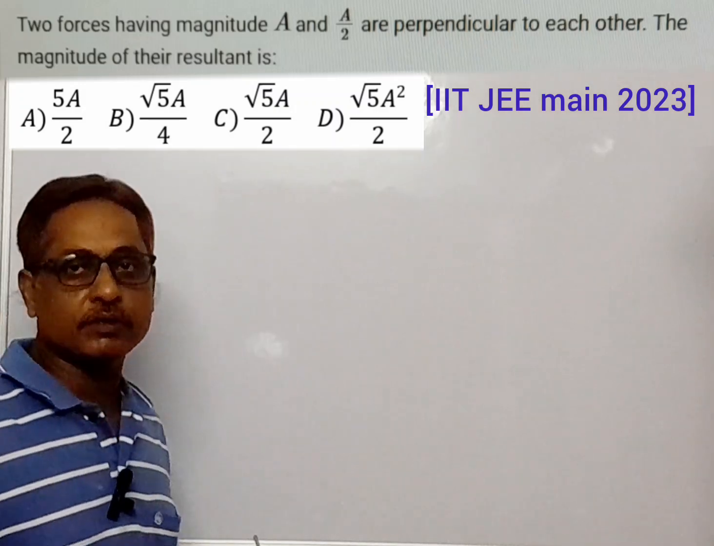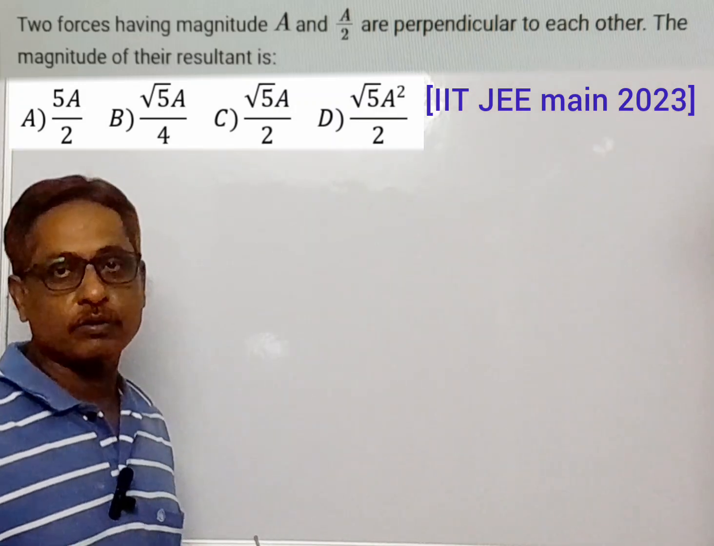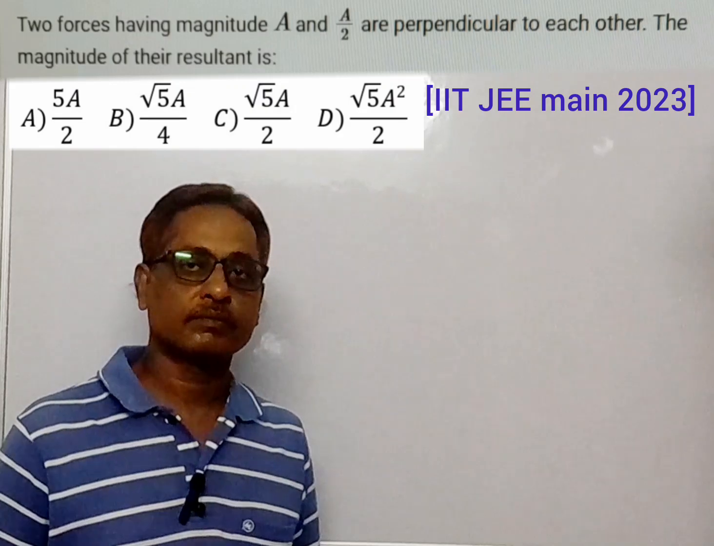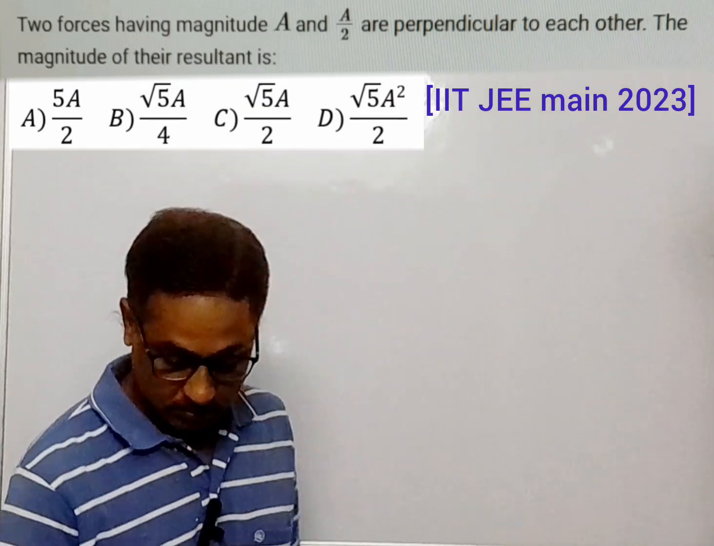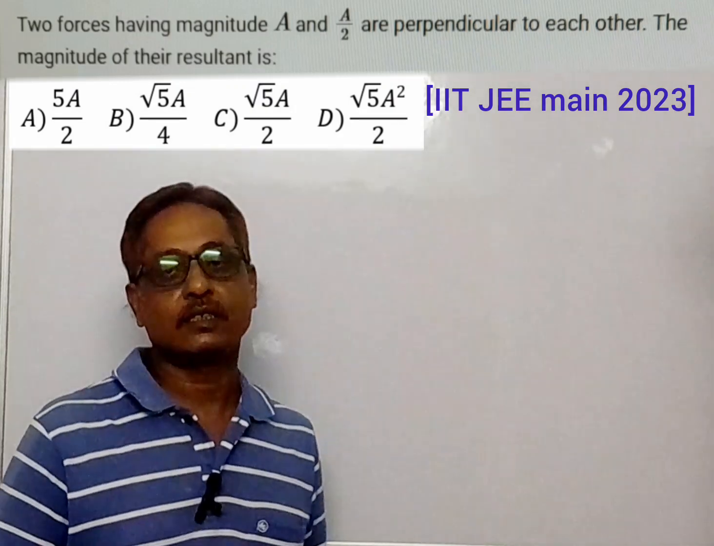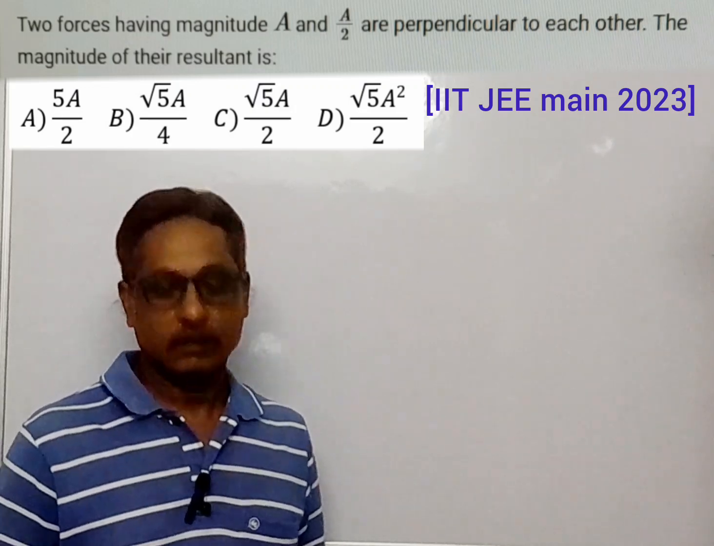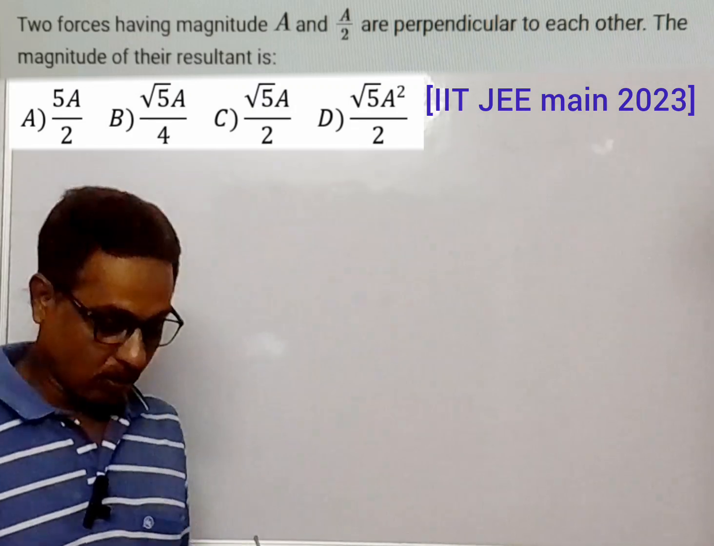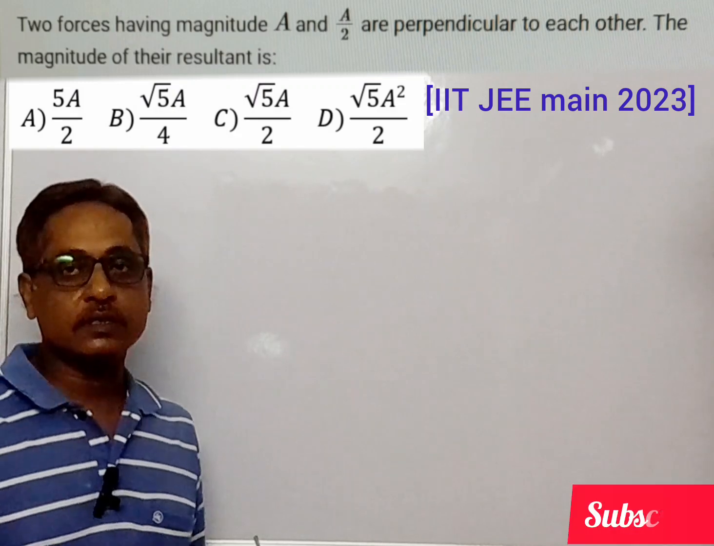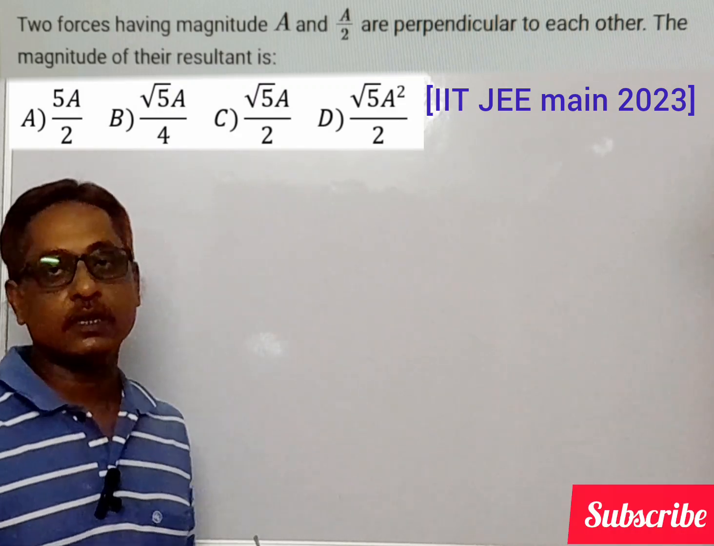Two forces having magnitudes A and A by 2 are perpendicular to each other. Then the magnitude of their resultant is: option A, 5A by 2; option B, root 5A by 4; option C, root 5A by 2; and option D, root 5A square by 2.